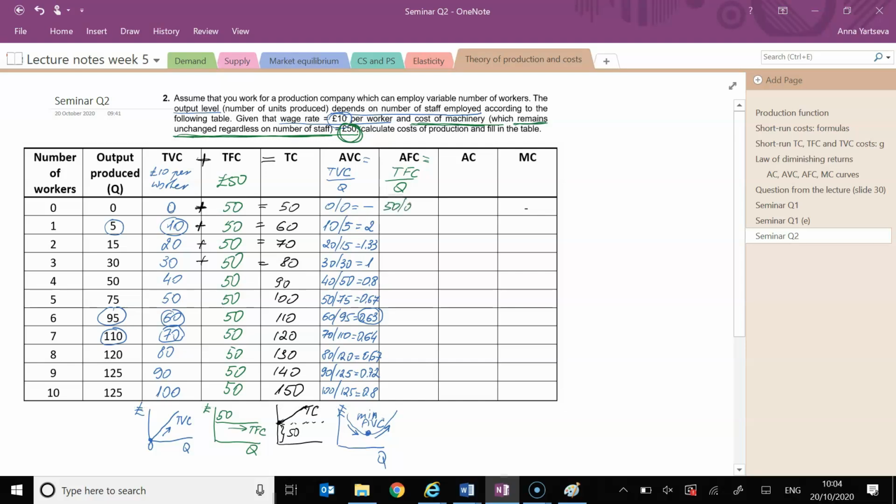So 50 divided by 0 units, 50 divided by 5 units of output, 50 divided by 15 units of output, 50 divided by 30, by 50, by 75, and so on. You just divide 50 by the relevant number of units, 50 by 95, and so on. And if you do this, you will get these numbers. 50 divided by 0 cannot be calculated, so we skip this. 50 divided by 5 is 10. 50 divided by 15, 3.33. 50 divided by 30 is 1.67.